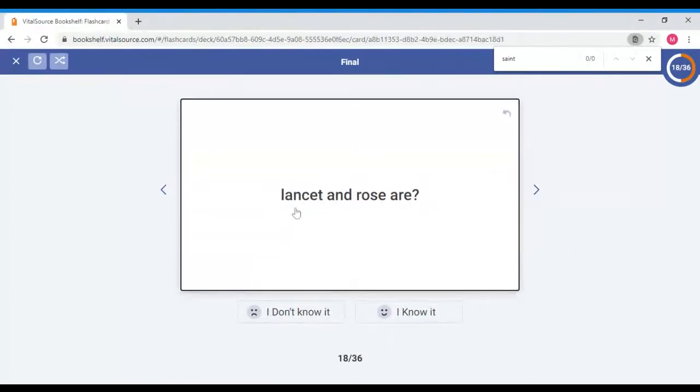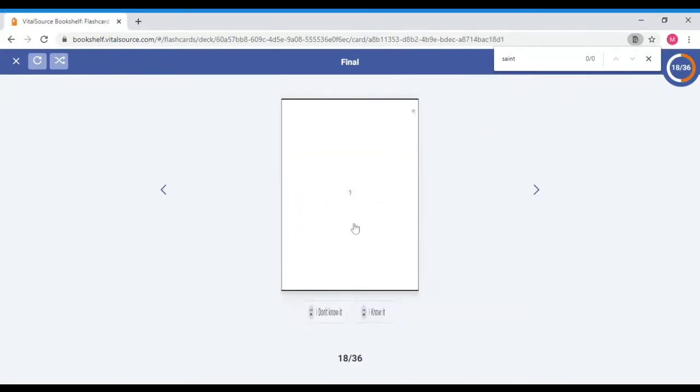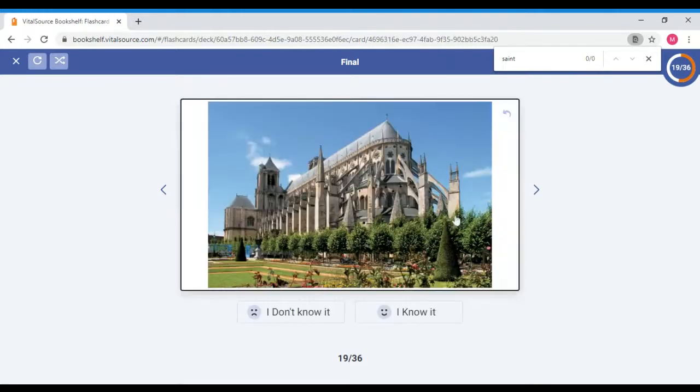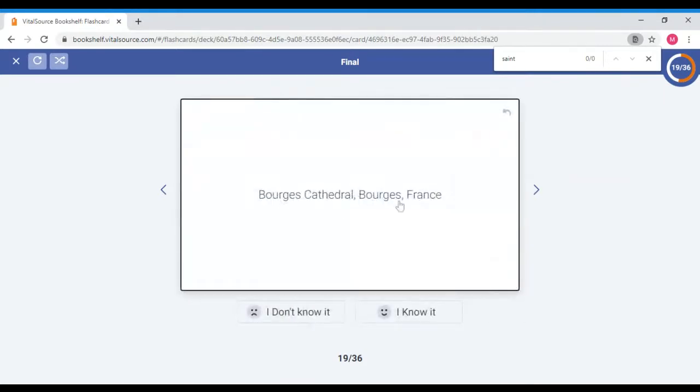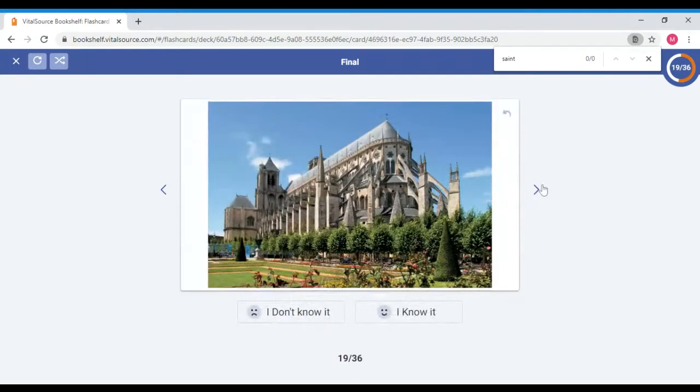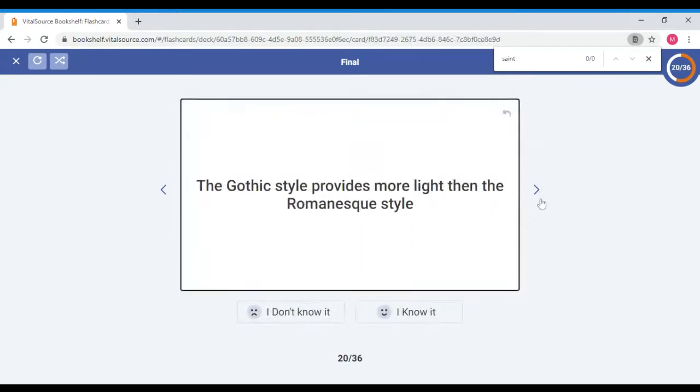So the lancet window and the rose window, I talked about them. I already gave you the answer, I guess. But what are they? It's sort of hard to say rose without window when it comes to Gothic. So what is this? The Burgos Cathedral. I'm also giving you this one, so you might have an image.